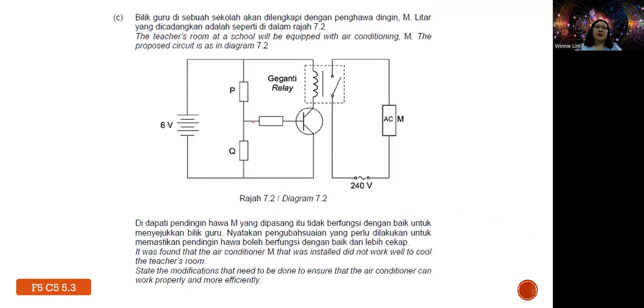Now this is another pattern of circuit where the transistor acts as what? An automatic switch. The teacher's room at the school will be equipped with an air conditioner. The proposed circuit is as shown in this diagram. It was found that the air conditioner installed did not work well to cool the teacher's room. What modification needs to be done to ensure that the air conditioner can work properly and more efficiently?